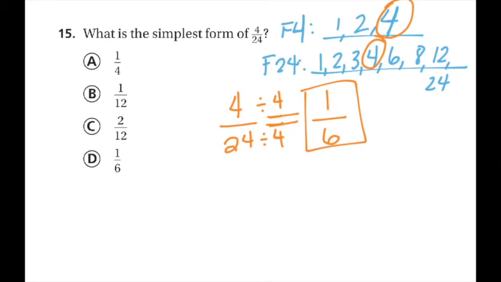All right, hopefully you had a chance to solve it, and you saw your greatest common factor was 4, and after you divided 4/12 by 4/4, you would have gotten 1/3 as your answer. Okay, let's look at the next one.